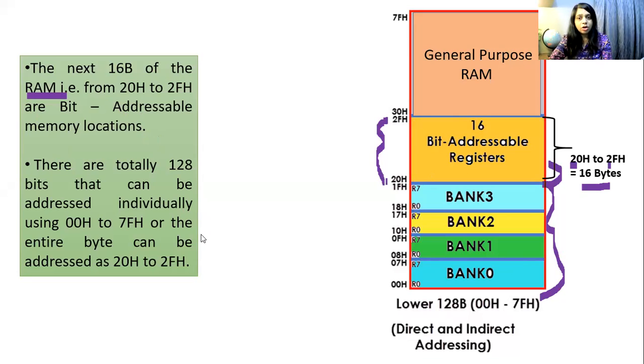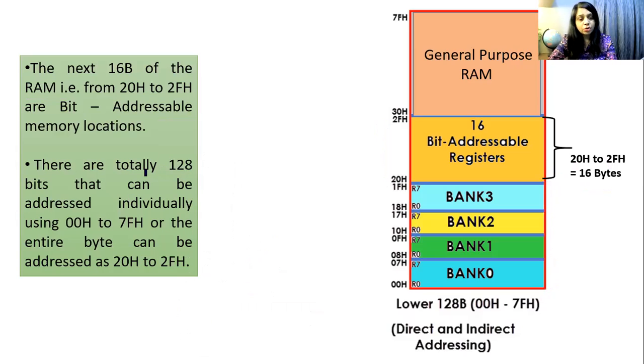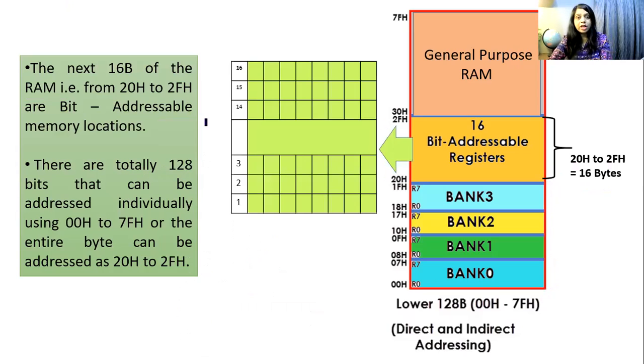So what is the meaning of bit addressable register? There are a total of 128 bits. If you take an example of these bit addressable registers, there are a total of 128 bits. How 128 bits? Because there are 16 registers, 1, 2, 3, 4, 5, 6, up to 16. Every register has 8 bits. So in total, if you count, there are 128 bits and every bit has its own individual address.